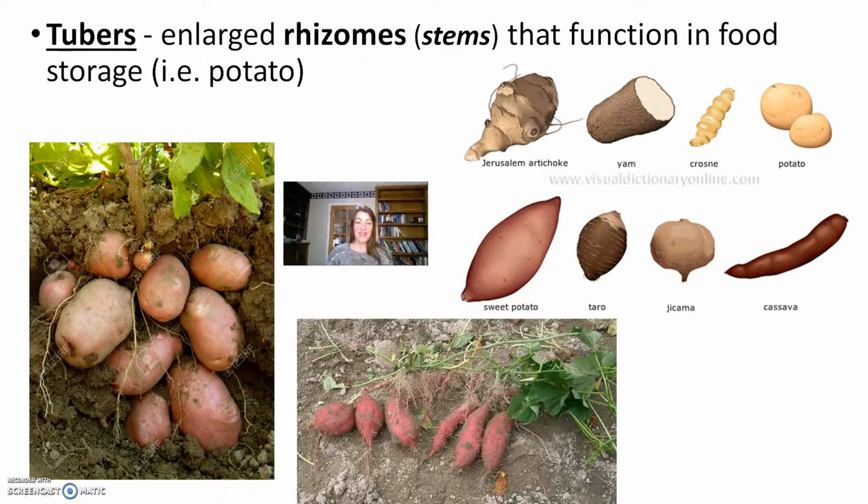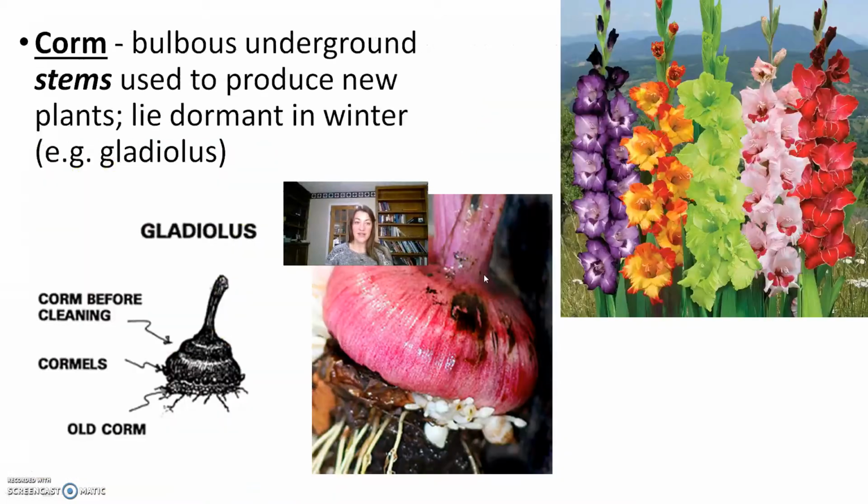Tubers. Now these guys are technically just enlarged rhizomes, so they are stems. These guys function in food storage. So your potato is actually a stem. Technically it's a tuber, right? But it is part of the stem system. And so you'll see here sweet potatoes, taro, yams, all those kinds of things are actually tubers, which is a form of a stem. So make sure you know these, because some of these will be on your quizzes and tests.